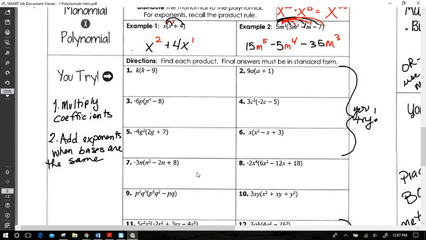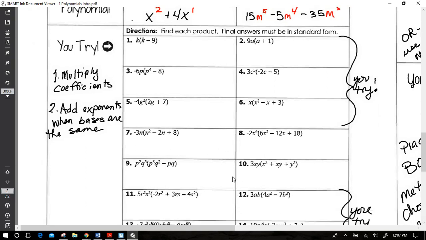7 and 8 are some of the more difficult ones. But I'm going to jump down here and do example number 9 for you. The reason I'm going to do it is because it deals with two different bases. So I'm going to start with the p's, okay? p squared times p to the 5th gives me p to the 7th power. p squared times negative p to the 1st gives me negative p cubed.